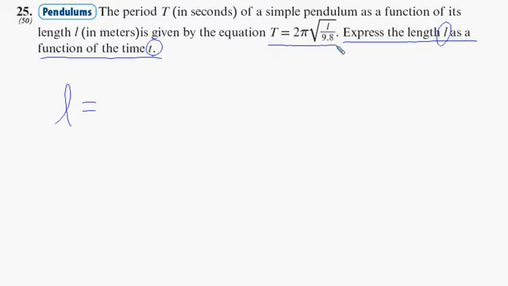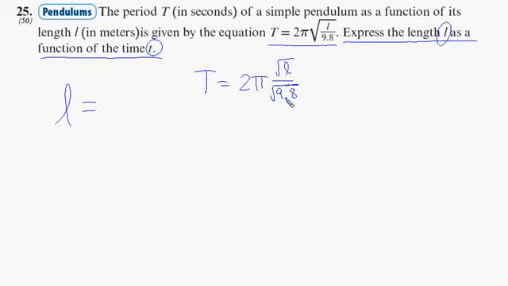Okay? So if we start with writing this out, we have 2 pi, and then, notice that we have a radical with a fraction in it. We are allowed to split that. We have square root of L, and we have square root of 9.8. That is a rule of radicals. You can break them up. We've been doing that when we've been simplifying radicals for a while. You just might not have seen it here in this context.